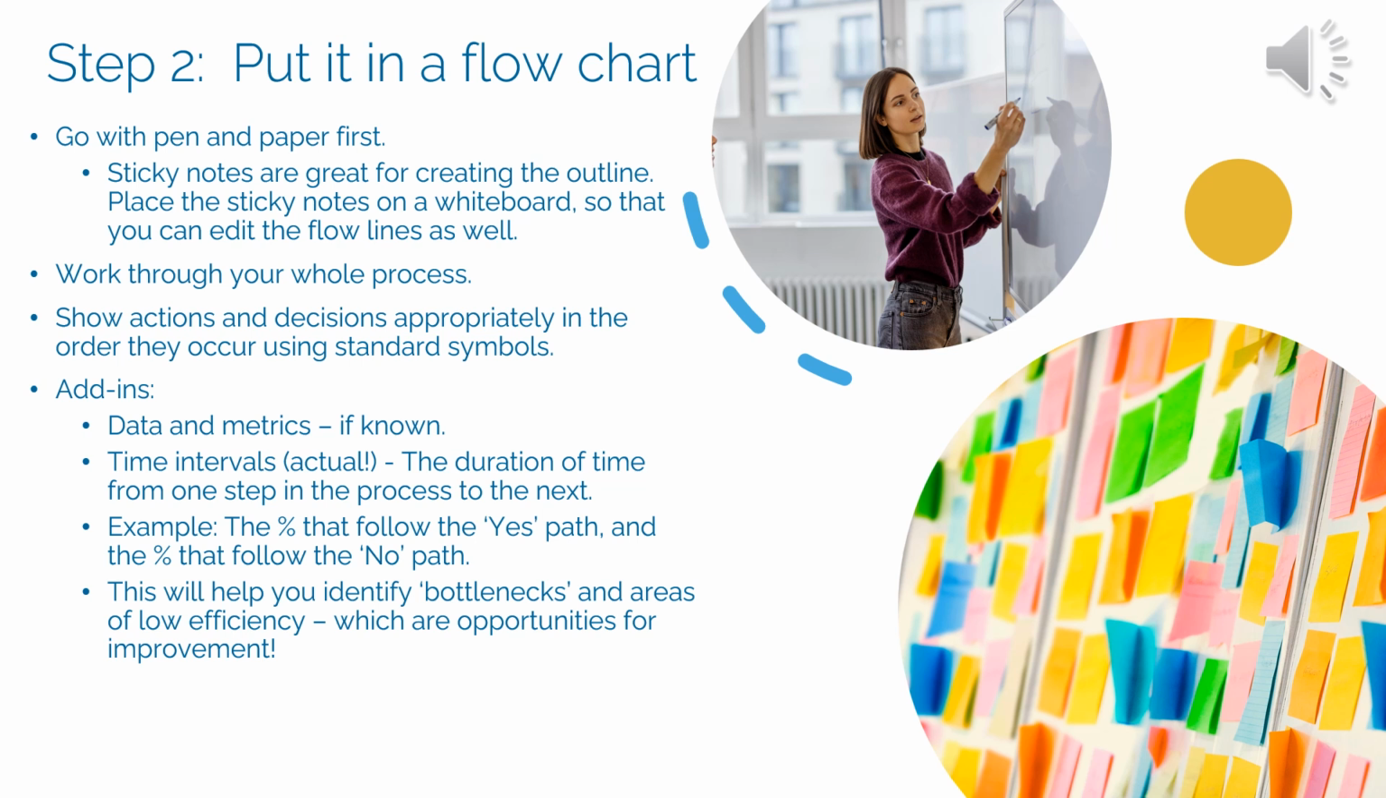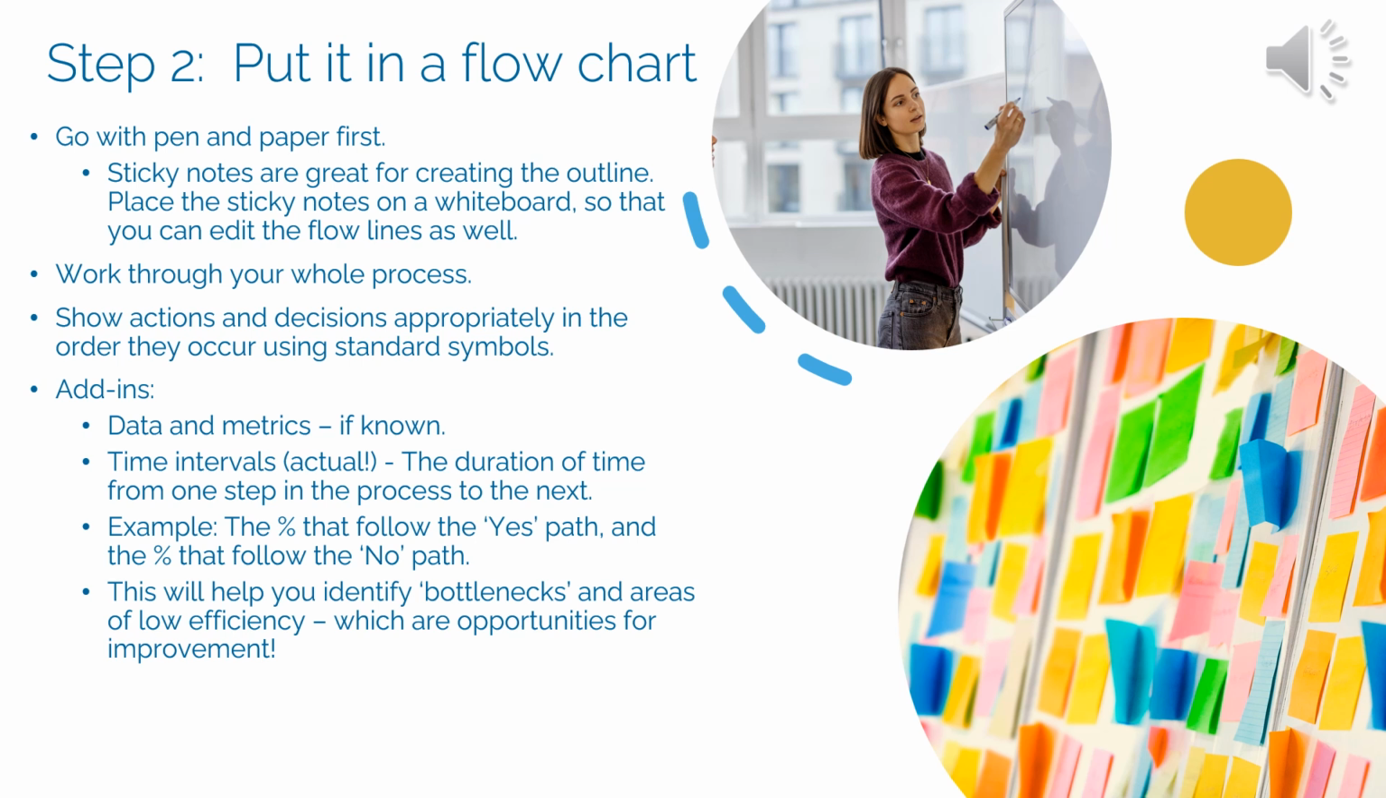Work through your whole process this way. Show the actions and decisions appropriately in the order that they occur using symbols. And use standard symbols, which we will talk about in a moment. It is also very helpful if you have some add-ins that could better help you understand the process, such as data and metrics if you know them, perhaps actual time intervals, which is the amount of time it takes from one step in the process to the next.